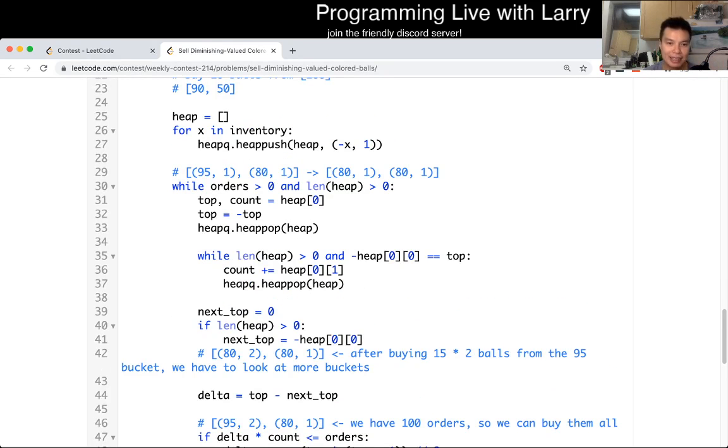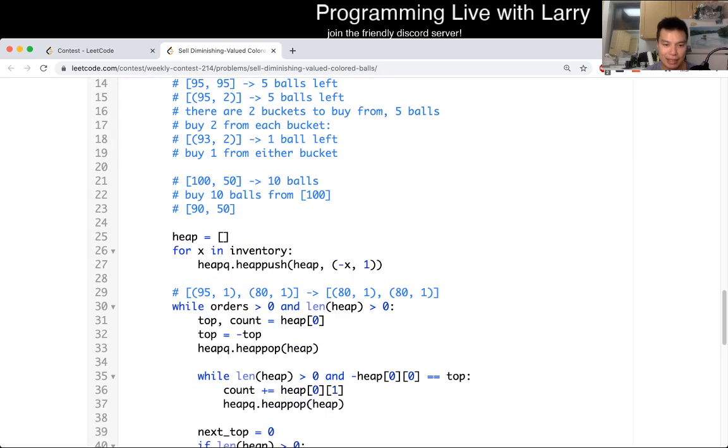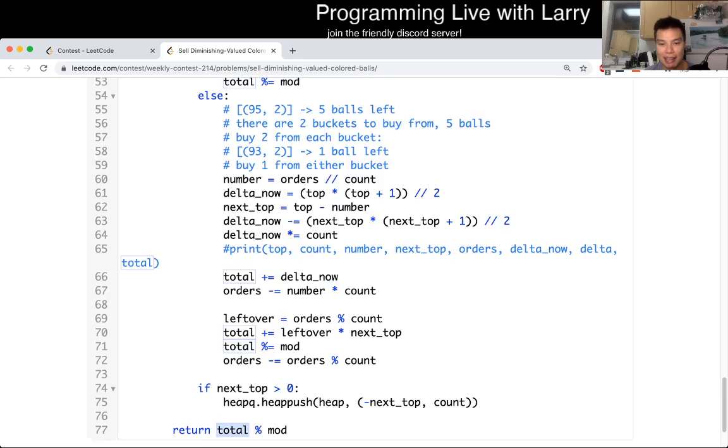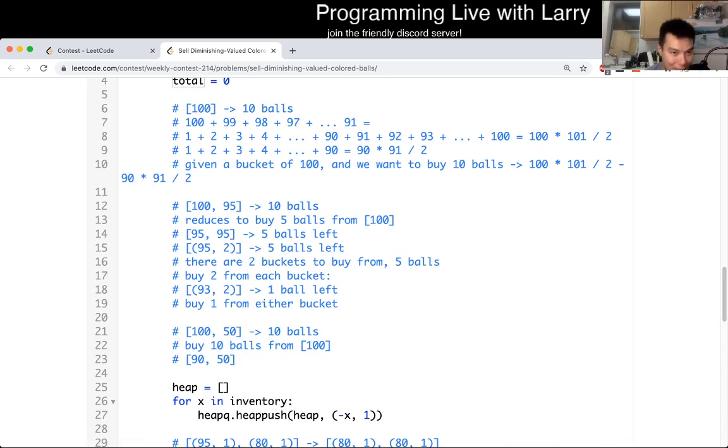And in terms of space, we only need the heap, and an extra variable. So it's going to be linear space and n log n time, and that's how I would analyze Q3 in terms of complexity.